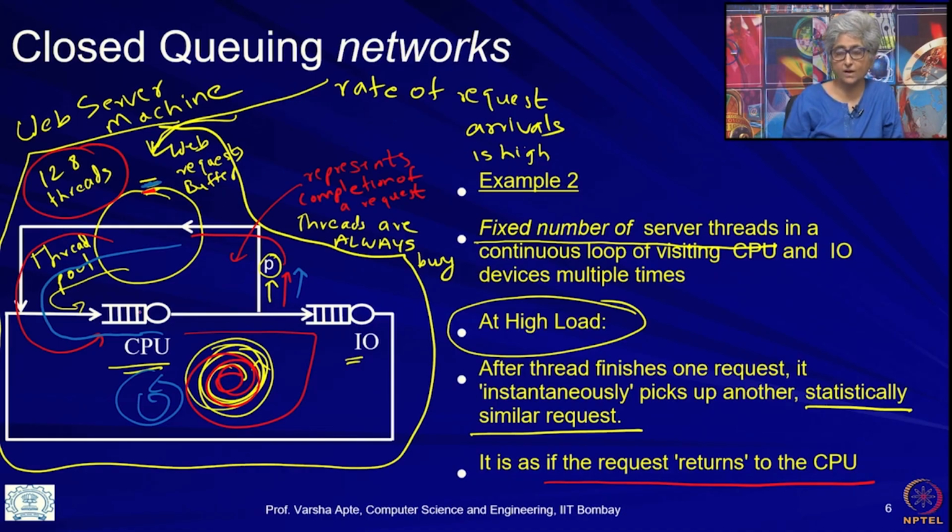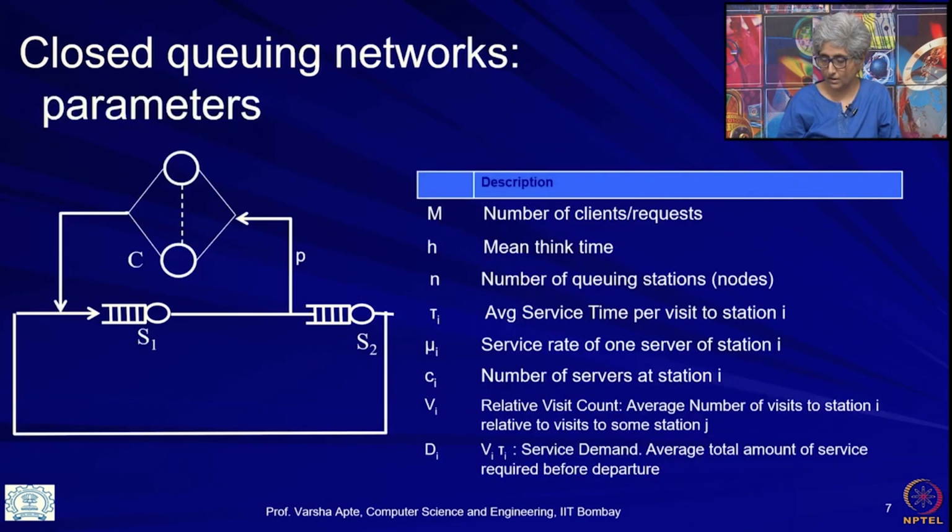Okay. And this makes sense because the time to pick up a request is going to be negligible, and the next request that the thread works on is statistically similar. So, it does not matter, it is going to have the same tau 1 here, it is going to have the same tau 2 here, and so it does not really matter. Okay. So, these are the two scenarios under which closed queuing networks are modeled.